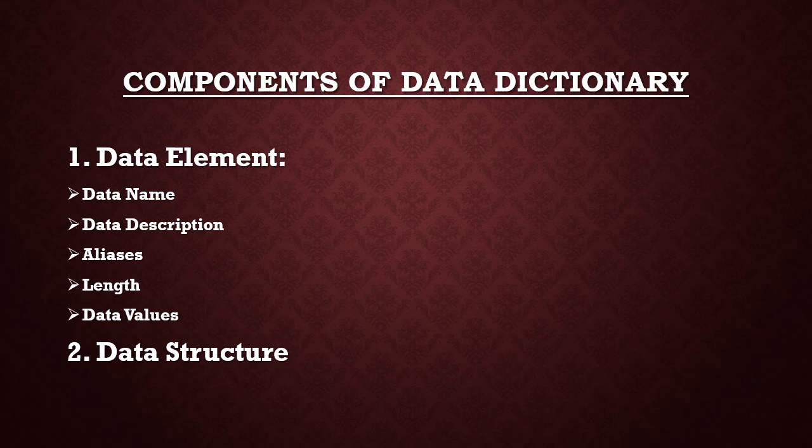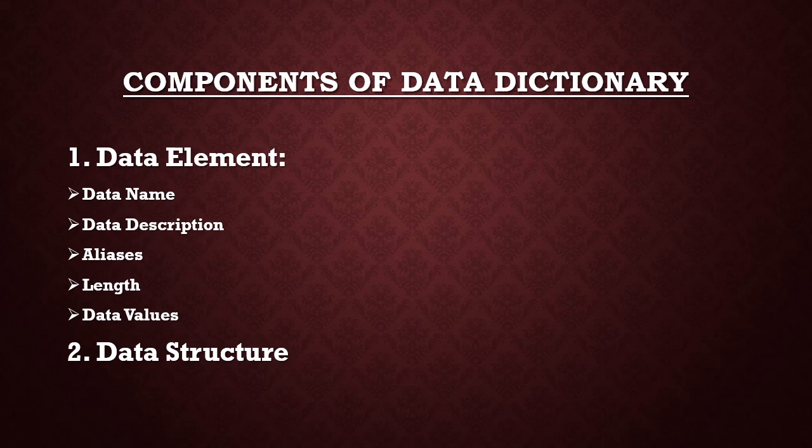The first one is data name, the unique name we give to the data item. Each element is referred to by its name, so it will be easy for us to recognize that particular element. Then the second one is data description. It is a brief description of what that element is representing. Then the third one is aliases. Aliases are nothing but synonyms, the other names that we can give to that element.